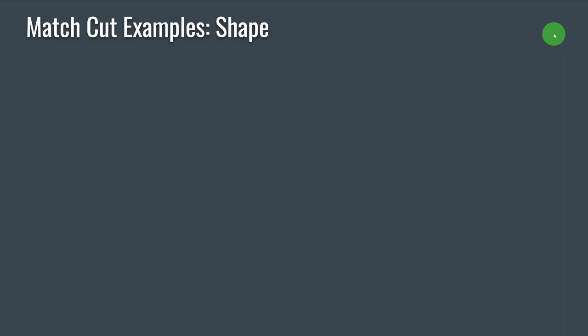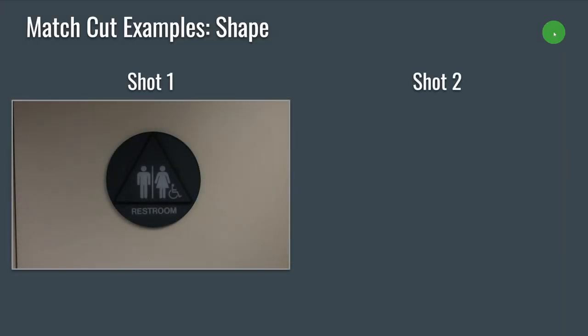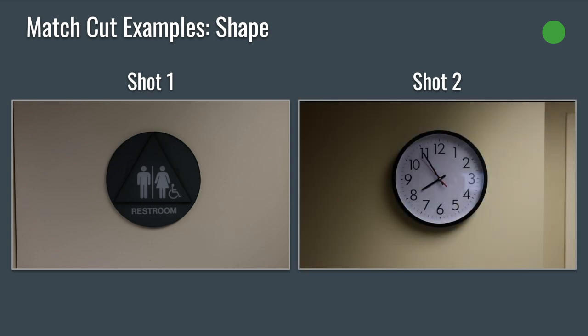So for example, shape is a simple one. In shot 1, there could be a shape like this circle as we get closer to this restroom sign, and then shot 2 will go into this clock, and you can see the matching element is that they are the same shape. And this will be in your exercise file, so I'll go through this one at the end of the slideshow.